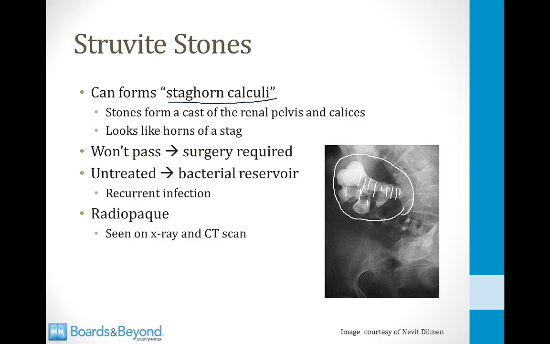Now, obviously, something that big is not going to pass on its own through the ureter and into the bladder and out in the urine, so surgery is going to be required. And if this doesn't get treated, it becomes a reservoir for bacteria, and patients with struvite stones that go untreated can get recurrent infections. And obviously, these are radio-opaque stones. You can see it on X-ray and CAT scan, just like in the image over here on the screen.